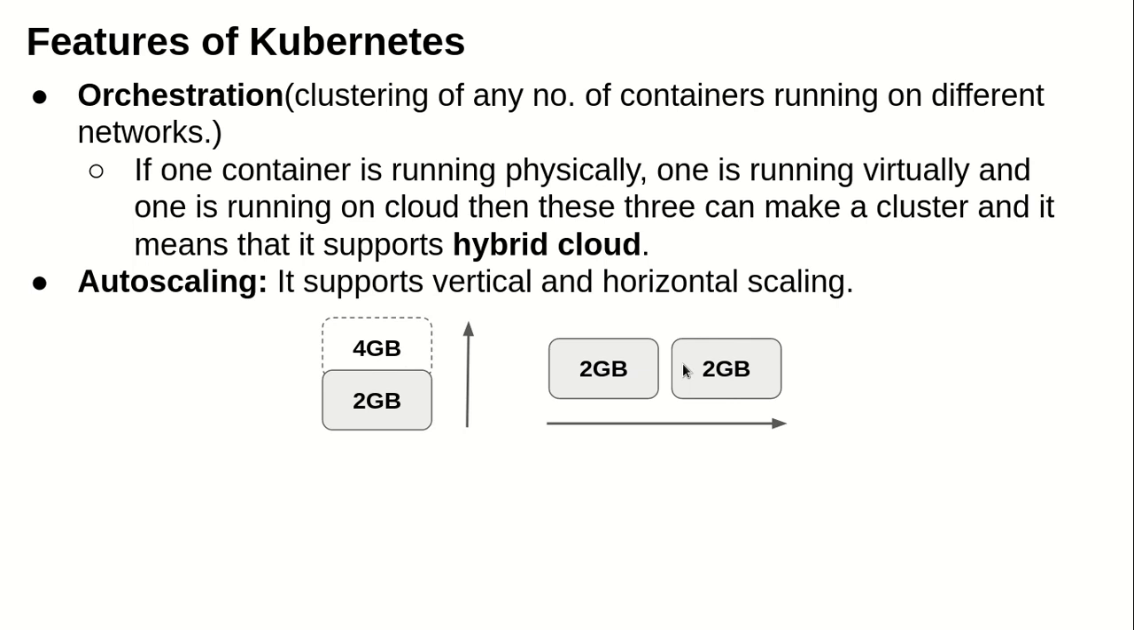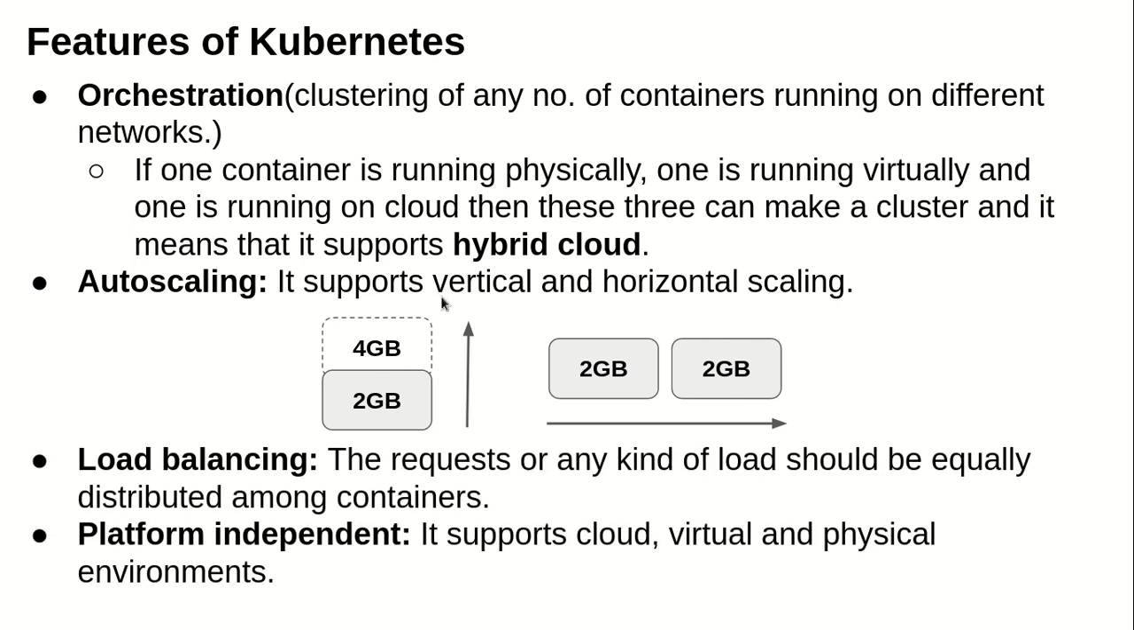All right. So load balancing. The requests or any kind of load should be equally distributed among containers. I have shown you before that if, let's say, one container contains a lot of resources, but another container is free, then Kubernetes will take some resources from the first container and give them to the free containers. So in this way, the load will be distributed.